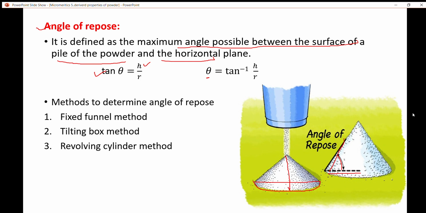The angle of repose is determined by using three different methods. The first one is the fixed funnel method, the second one is the tilting box method, and the third one is the revolving cylinder method.